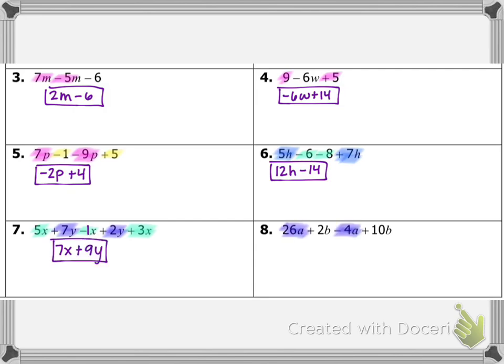And then number 8, we have a's and b's. So 26a minus 4a. So 26 minus 4 is 22a. And then 2b plus 10b. Both of them are positive, so we just add 2 plus 10, which is 12b.